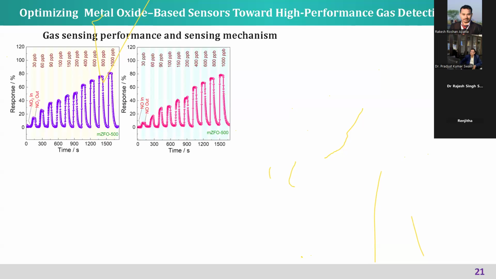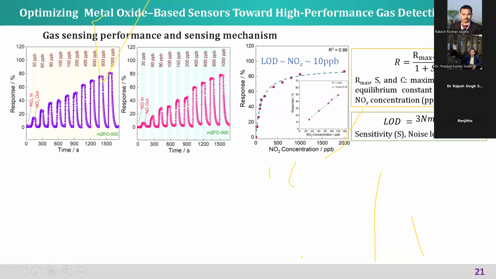So we are gradually varying the concentration: 30 ppb, 60 ppb, 90 ppb, 100 ppb, 150 ppb, up to the 1 ppm level. This measurement is done. Similarly, we do the measurement for NO gas, the NO2 and NO gases. The measurement is made, and for further study we find the limit of detection.